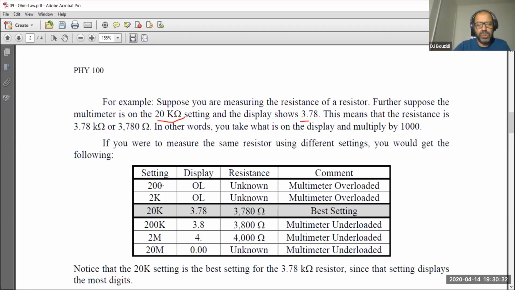If I put it on 200 by itself, it's telling me it's an overload. It's too big for me to find out, because this 3.78 is a huge resistor you're putting in there, and the setting is too low. So in this case, it's saying it's an overload. You put it at a 2K, and it's still also overload, because this is bigger than even 1,000 ohms. You put it on a 20K, now it's giving you a reading, telling you it's 3.78. You multiply that by 1,000.